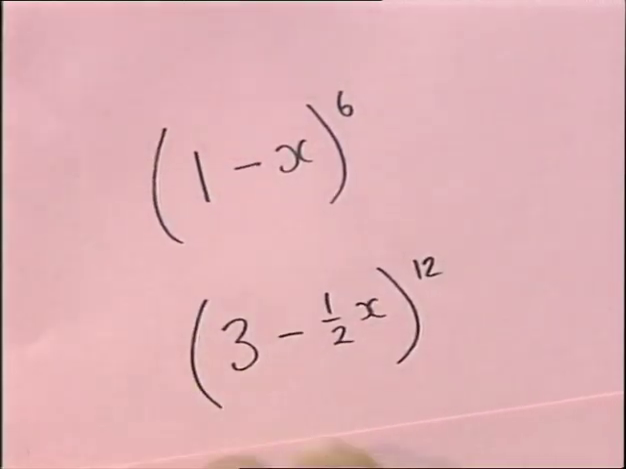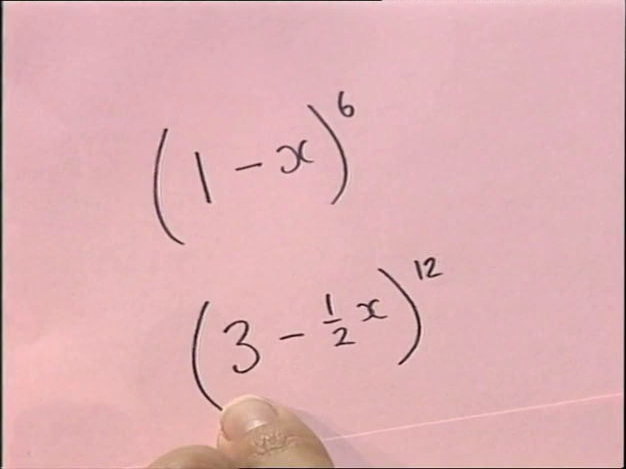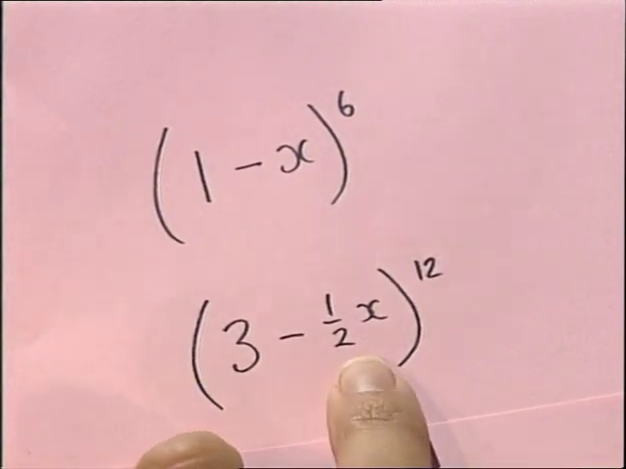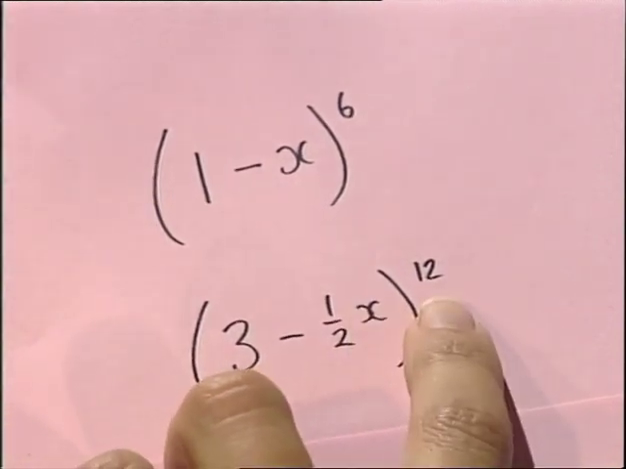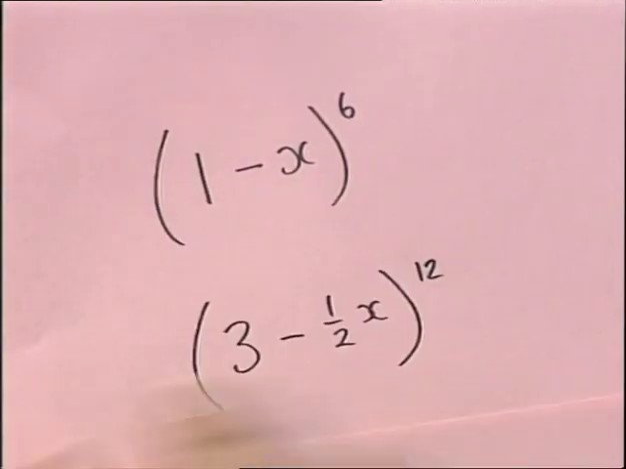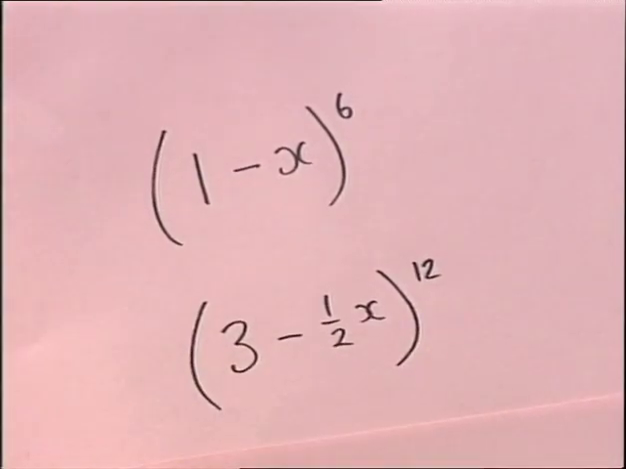The second case is just a little messier. a is 3, b is negative a half x, and n is 12. Well, the power is larger and the somethings in the brackets aren't quite as simple. It's just a sort of warning. Get the principles right on the easy example so you won't get lost on the messier ones.